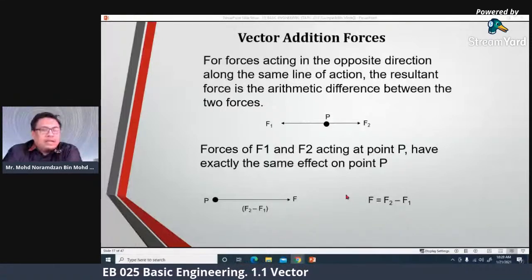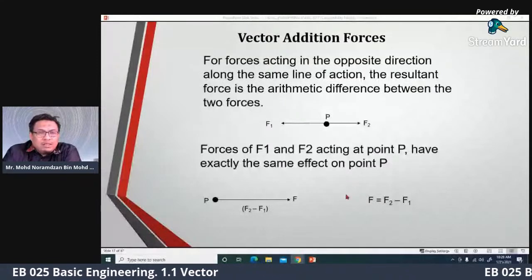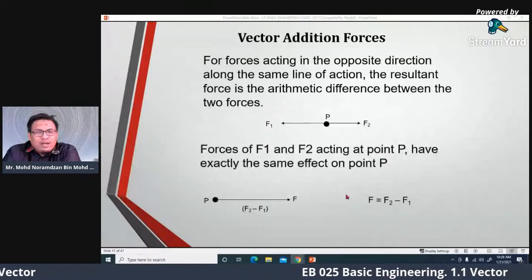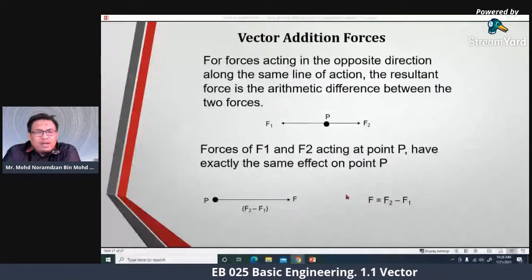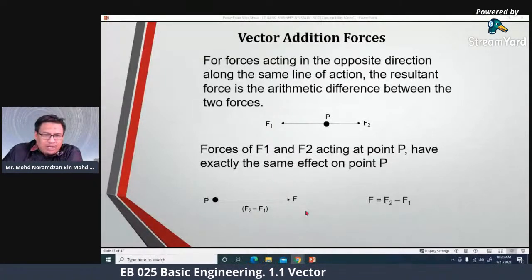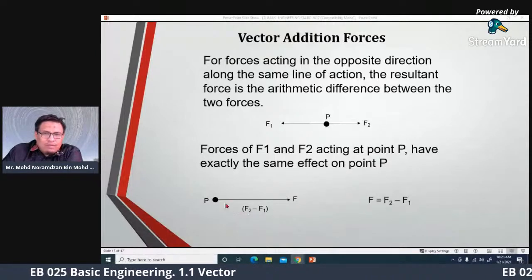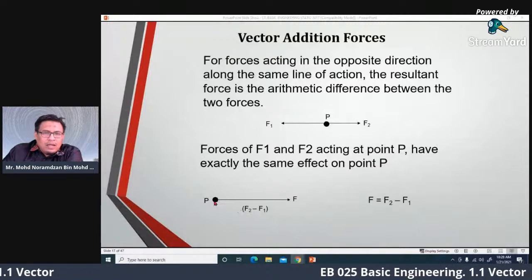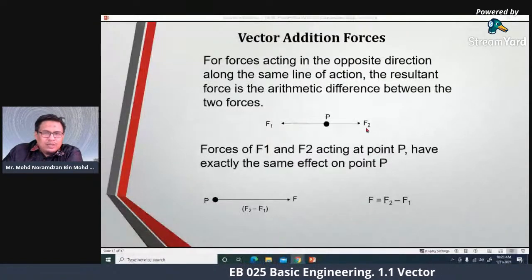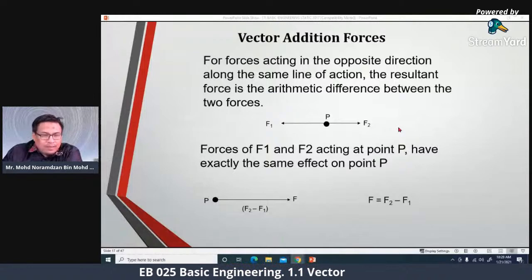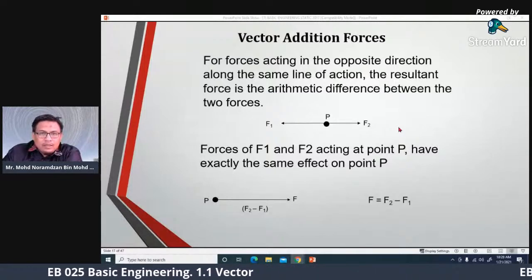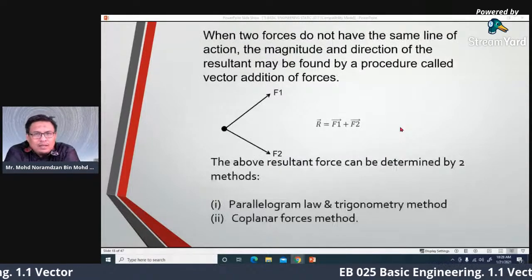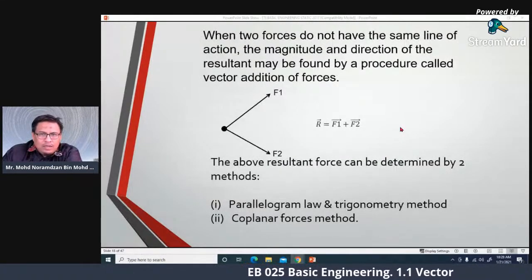Forces F1 and F2 acting at the point have exactly the same effect on point P. That means F2 minus F1. Here, F equal to F2 minus F1. Someone pulls here, pushes here. Additional force: when two forces do not have the same line, this one has the same line.